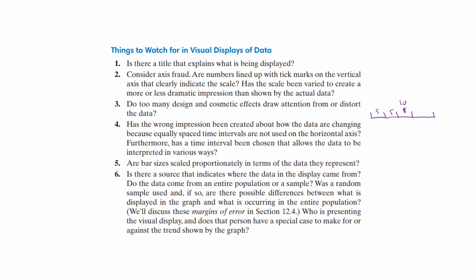Was it a random sample used? And if so, are there possible differences between what is displayed on the graph and what's occurring in the entire population? And who is presenting the visual display? And does the person have a special case to make for or against the trend shown on the graph? So there's a lot of things.